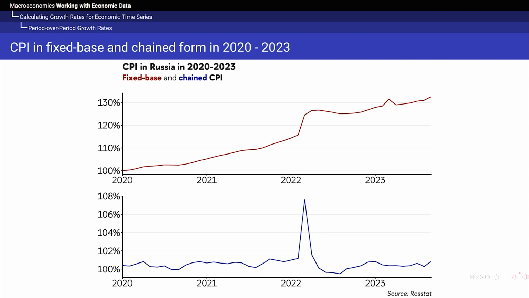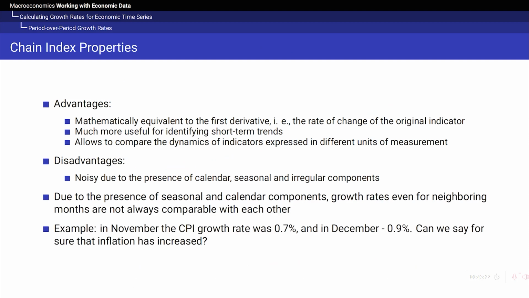This graph compares the dynamics of a fixed base and chain CPI indices in Russia. Obviously, the second one allows us to see incremental changes from one period to the other, while the first one only shows us the cumulative change from the base period. The advantage of chain indices is obvious.